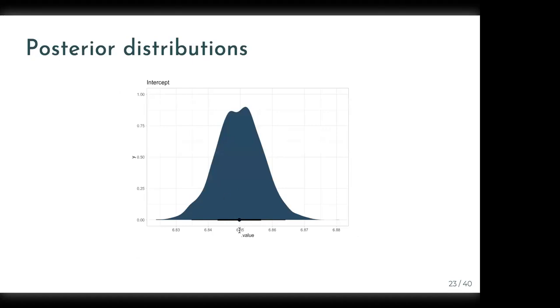Because yes, the median is 6.85, but according to the model output, the value could be anywhere between this value, for example, and that value at 95% probability, right? So basically, the focus shifts from point estimates to an entire distribution.